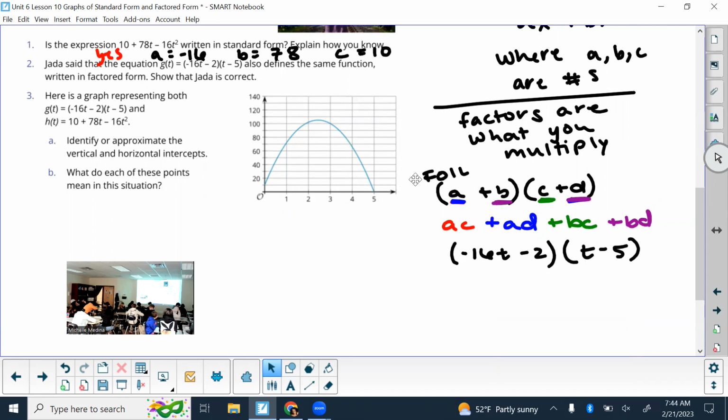Both are the same thing in time. So first, outer, inner, last. What are my first two terms in each parentheses? Negative 16T and T, multiply them together. What do we get?